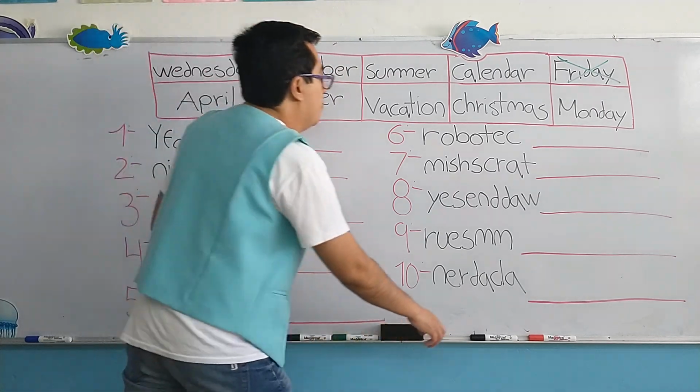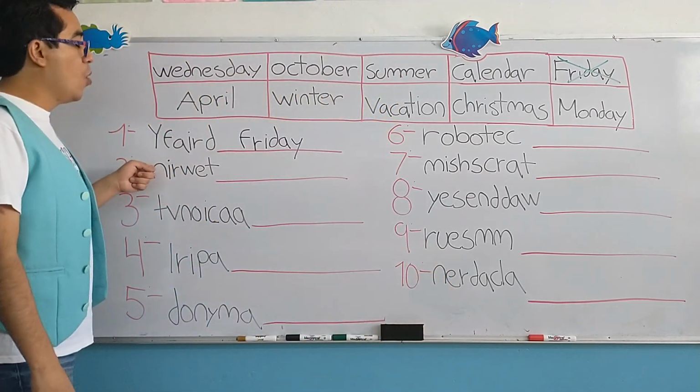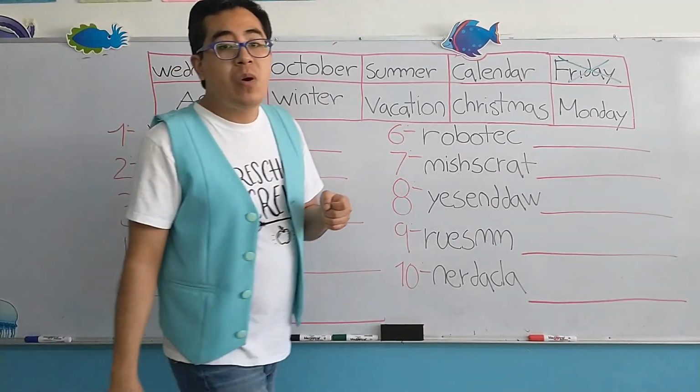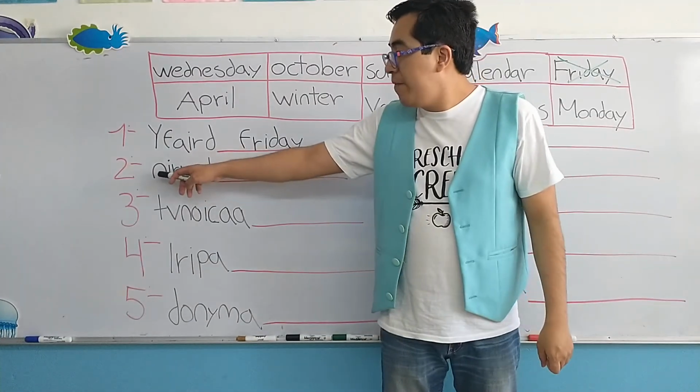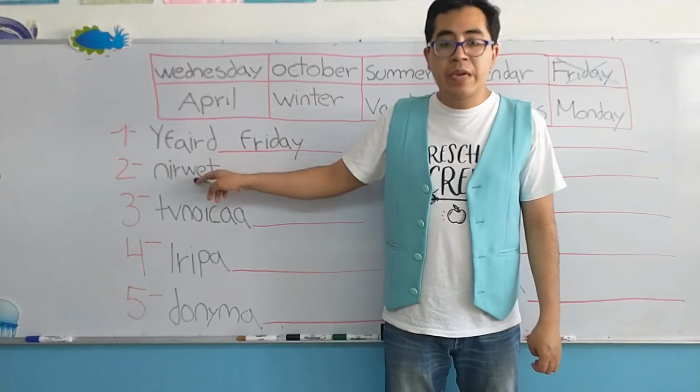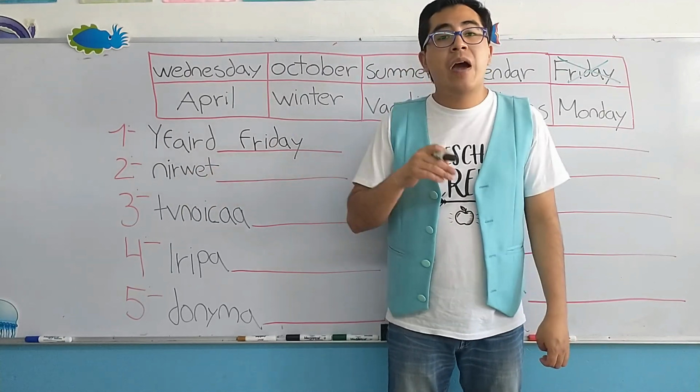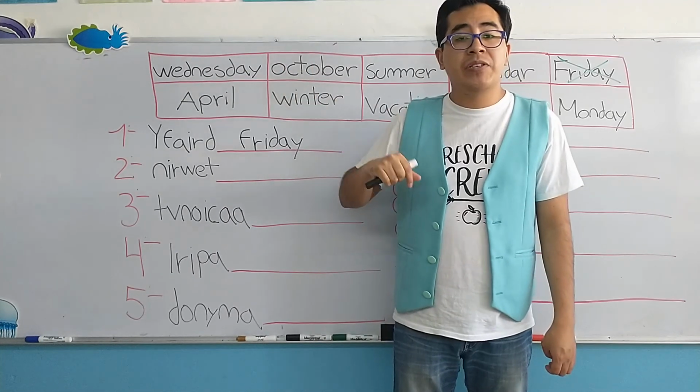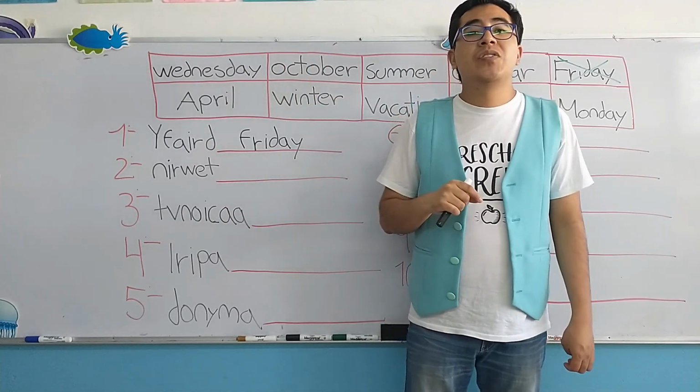Let's continue with the number 2. For the number 2, we have letters N, I, R, W, E, and T. Now, once again, let's check in our rectangle to see these letters.